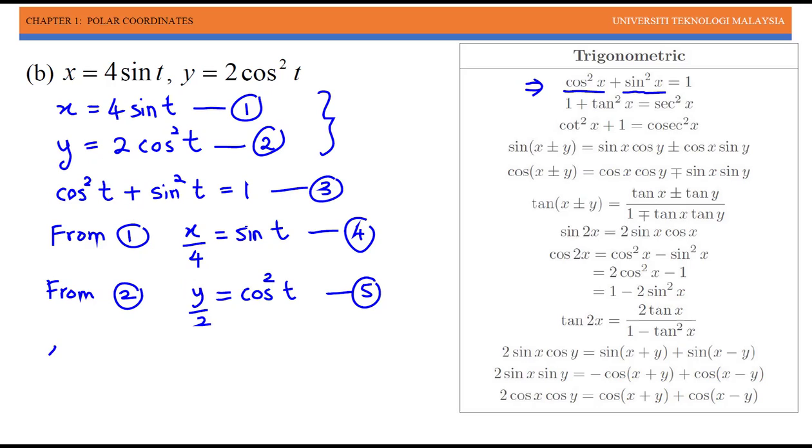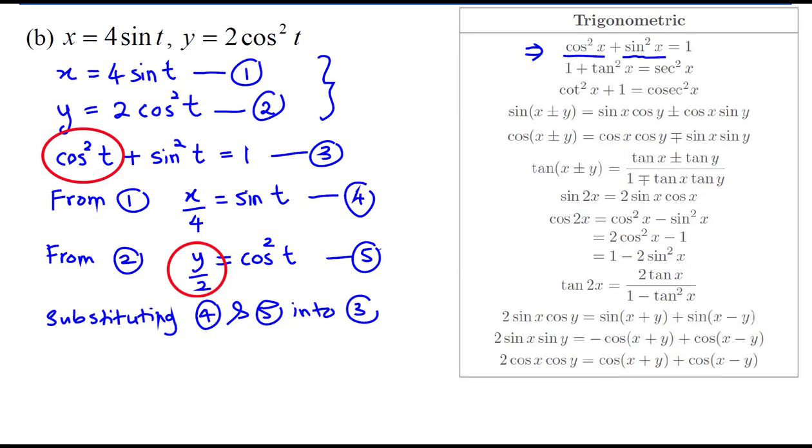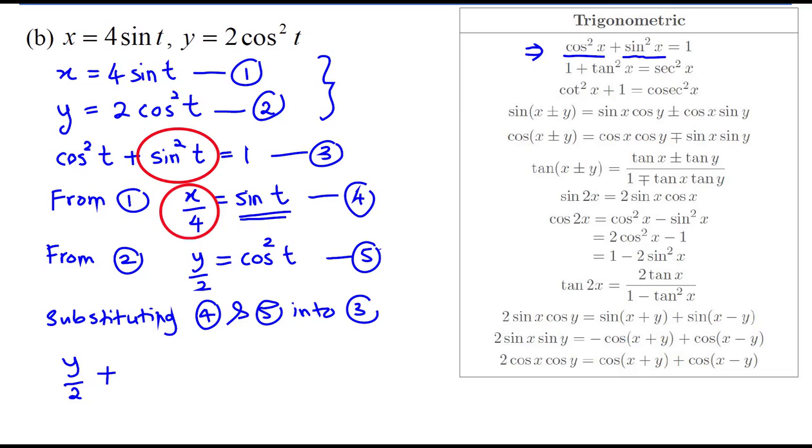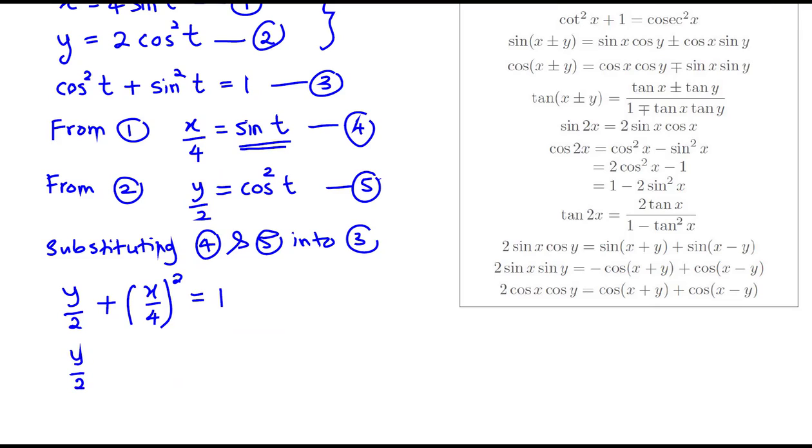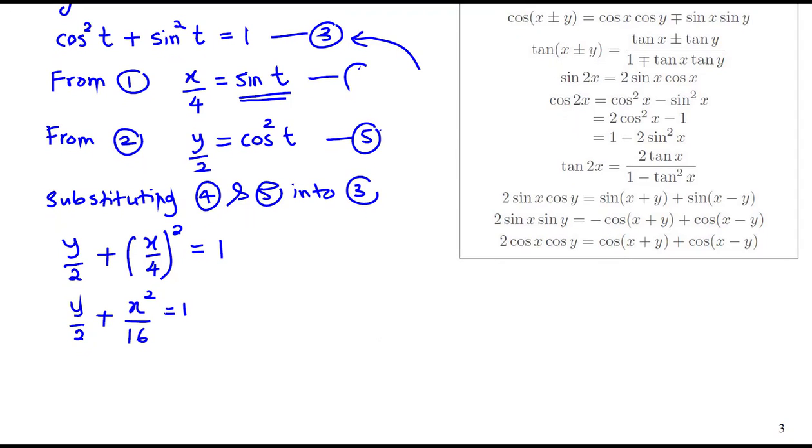So substituting 4 and 5 into 3, you have cos squared t, which is y over 2, and then plus sine squared t. You have sine t here, meaning that x over 4, squared, and then equal to 1. So what you have to do is simplify. y over 2 plus x squared over 16 equal to 1, and then y over 2 equal to 1 minus x squared over 16. And then lastly you get y equal to 2 minus x squared over 8.